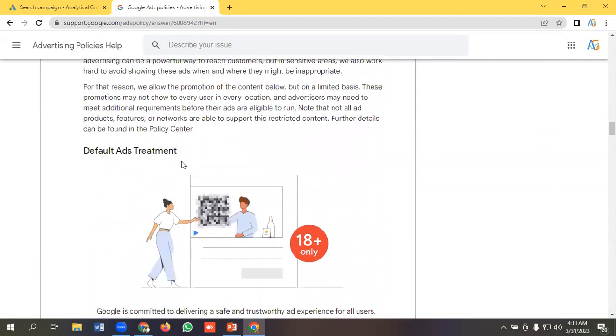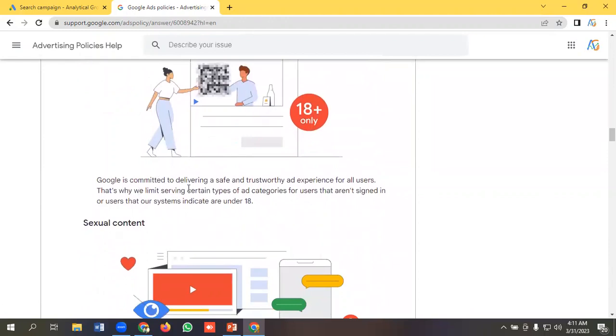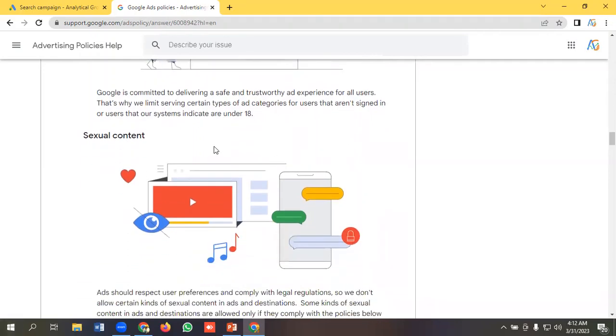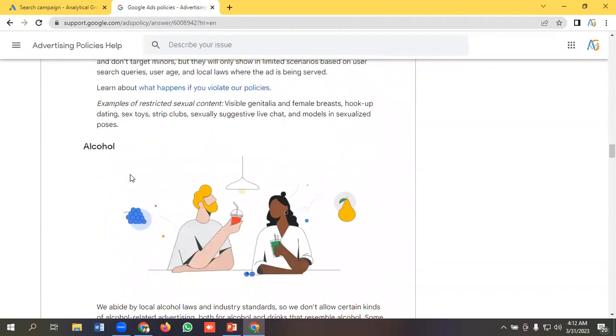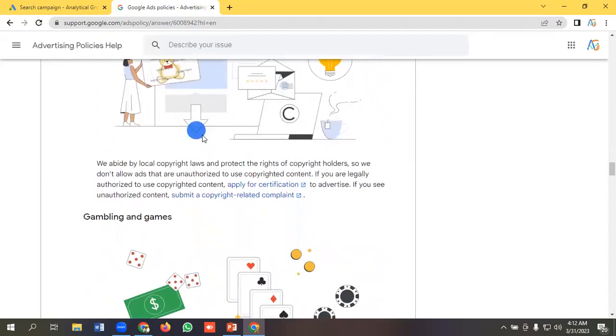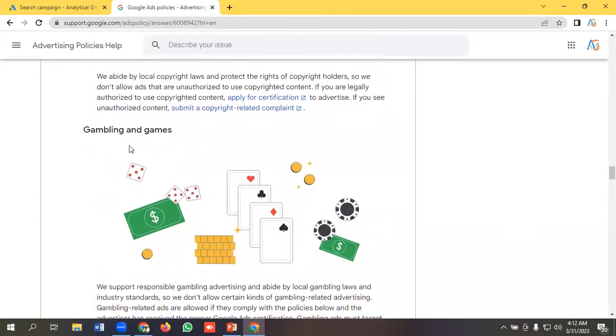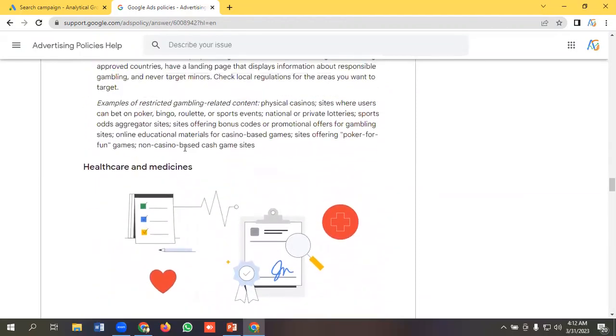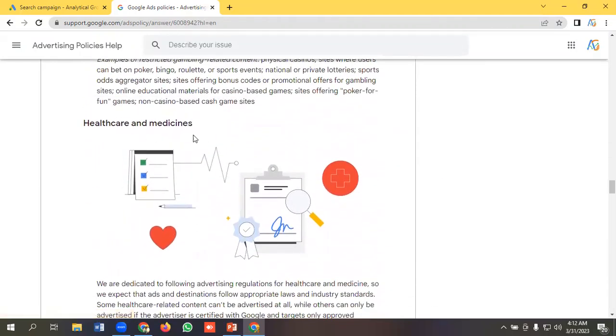Restricted content and features. We have default ads treatment. Google is committed to delivering safe and trustworthy ad experiences for all users. That's why we limit serving certain types of ad categories for users that aren't signed in or users that our system indicates are under 18. You cannot promote sexual content. You cannot promote alcohol. You cannot promote any products related to copyrights. You cannot promote gambling and games. You cannot advertise healthcare and medicine.